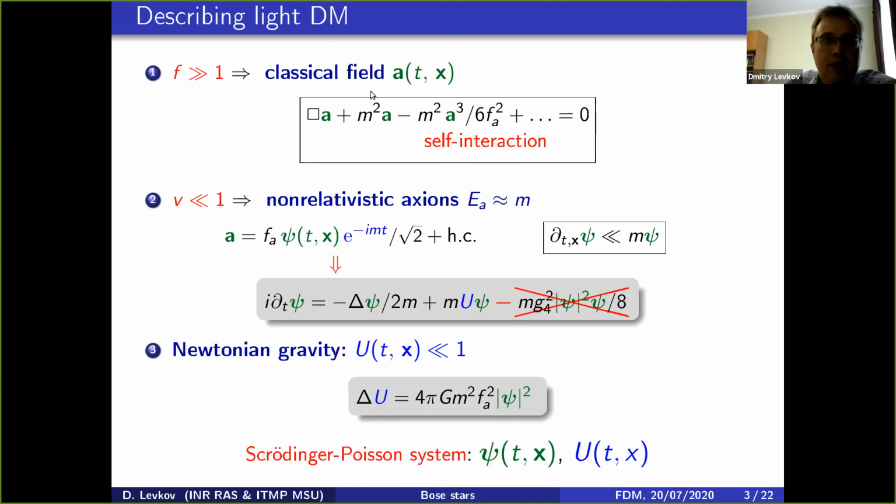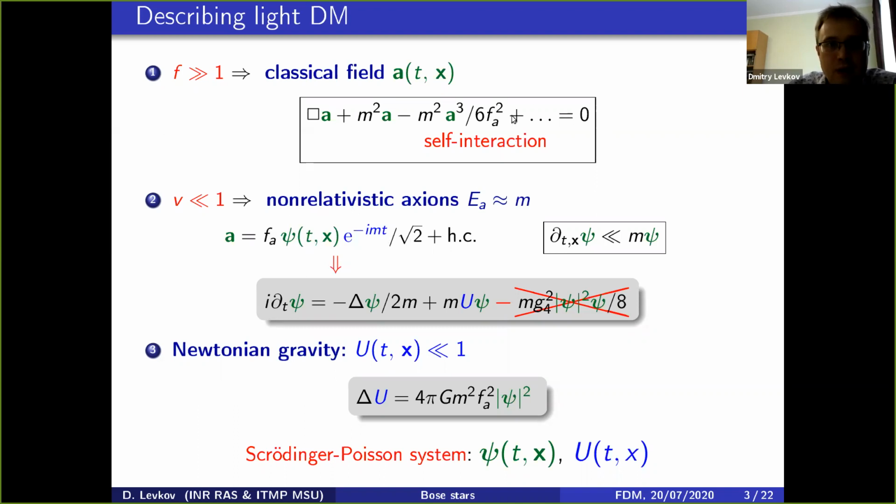How to describe this dark matter? Since the occupation numbers are large, we can just solve the classical field equation. Moreover, since the dark matter is non-relativistic, the energy of each particle is approximately its mass. This means that the field of this axion dark matter or axion-like particle oscillates like e to the minus i m t or e to the plus i m t. Anyway, the main frequency of this wave function is the mass. And if we multiply this fast dependence on time by a slow dependence psi of t, x, this will constitute the non-relativistic ansatz.